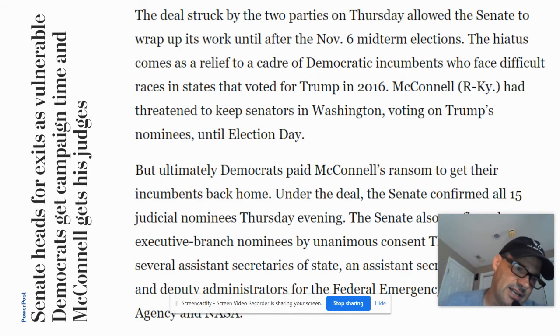Here's an example. The headline says here, Senate heads for exits as vulnerable Democrats get campaign time and McConnell gets his judges. So Senate Majority Leader in 2018, Mitch McConnell, wanted to get some judges passed. They wanted to get some executive heads passed through the Senate, and they were being filibustered. So basically, he uses unanimous consent as a way to do that. So the Democrats wanted to go home and campaign in 2018, and basically he says to them, like, look, we're just going to stay. Like, no, I won't let you go home and campaign until we pass these. And then everyone's like, okay, yeah, we need to pass them. And so he does unanimous consent and passes all kinds of executive branch members that needed to be confirmed and 15 judicial nominees, as you read the article.